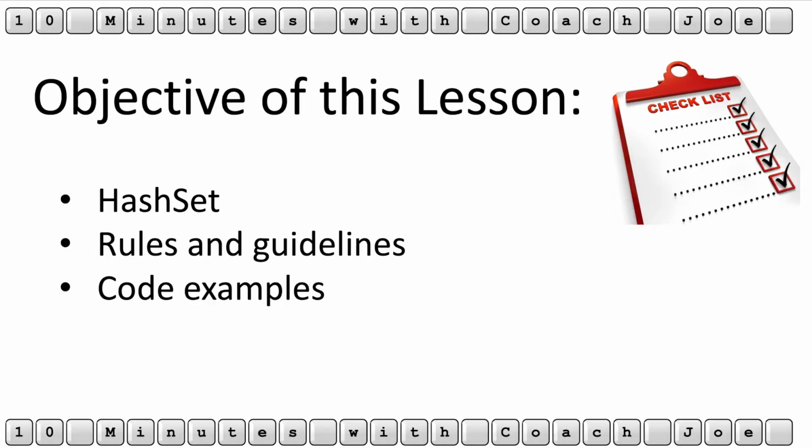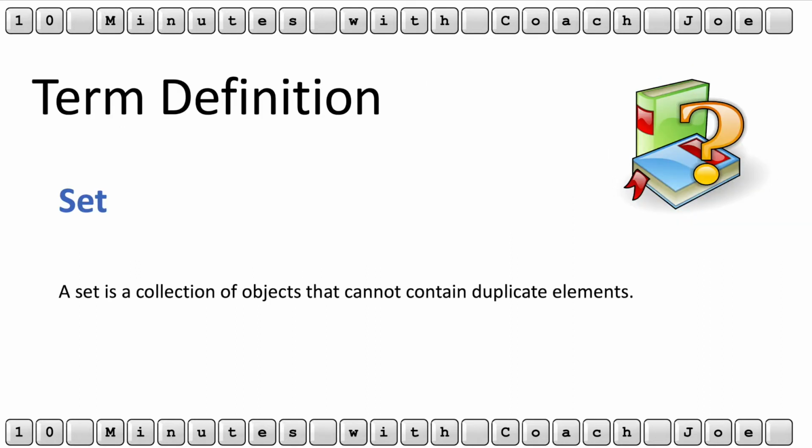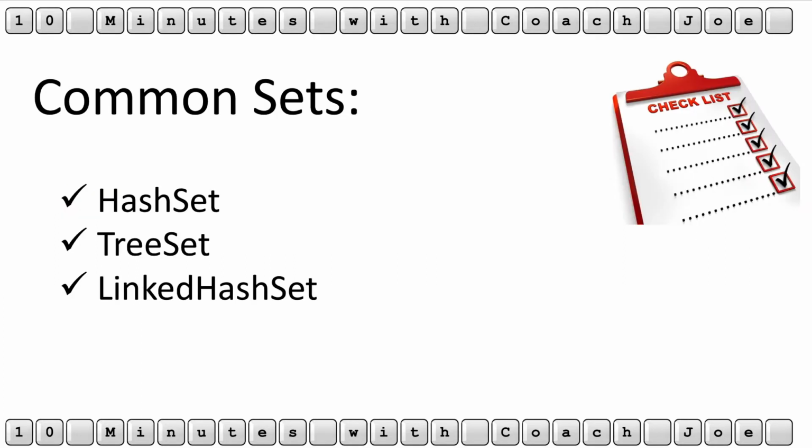Today's lesson on the hash set is the third in a series to introduce 4 of the more popular collection data types. A set is a collection of objects that cannot contain duplicate elements. There are several types of sets available, each with their own unique characteristics. We will cover the most popular set, the hash set.